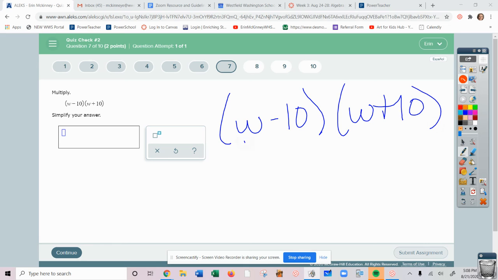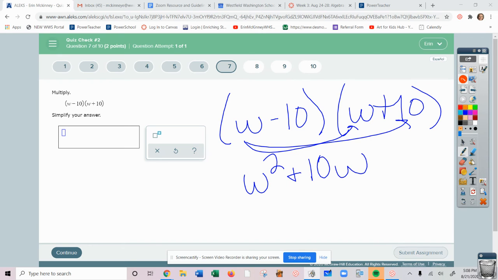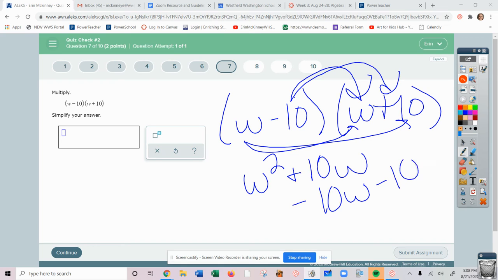So we're still going to distribute the same. W times W is W squared. W times 10 is a positive 10W. Okay, then we're going to distribute the negative 10. Negative 10 times W is a negative 10W. And negative 10 times positive 10 is negative 100.